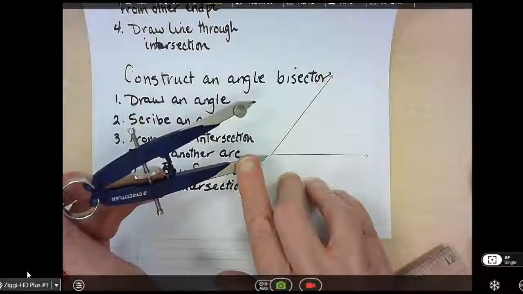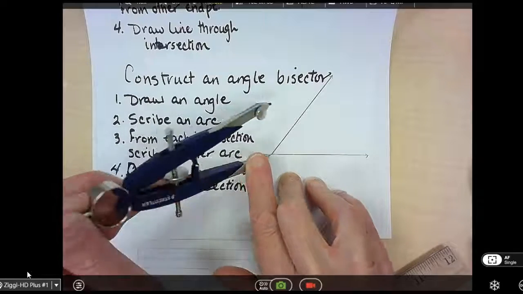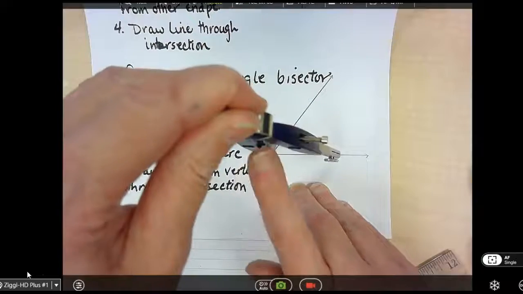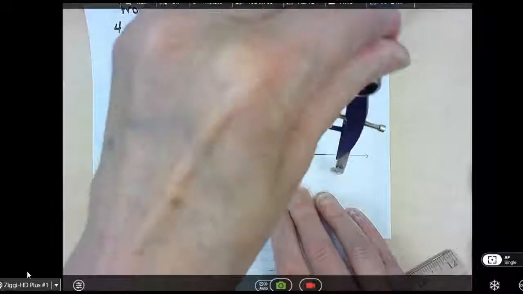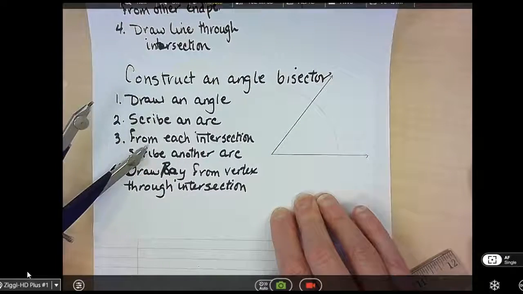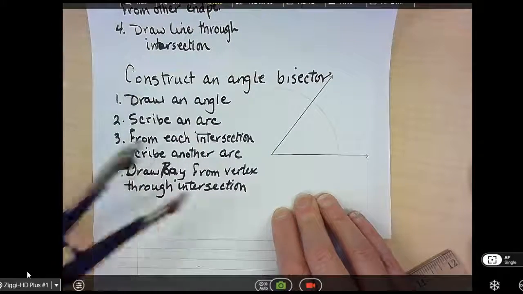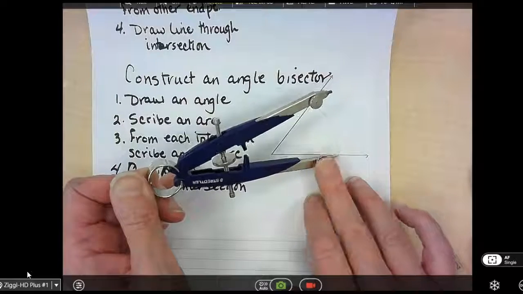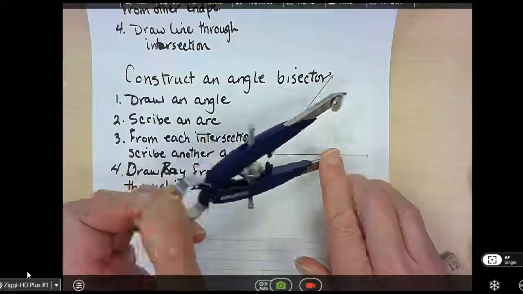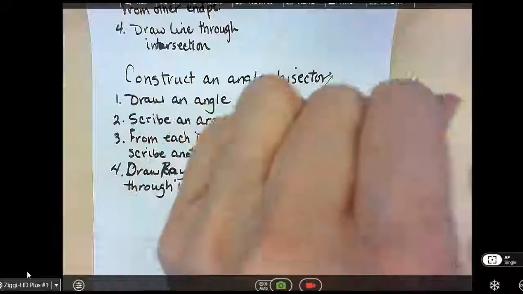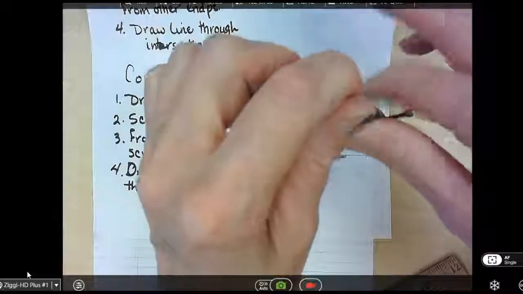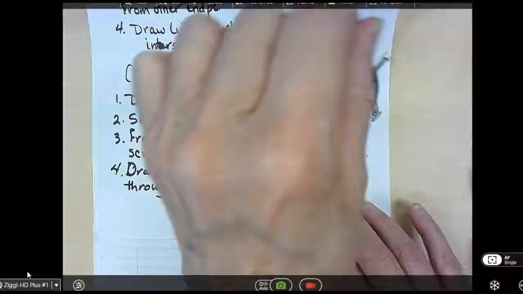So again, start at the vertex, scribe an arc. I'm just going to make it a little bit bigger here. So scribe your arc. From each intersection, scribe another arc. So you could keep that same length where the first arc intersected with your angle. Well, on mine, it's going to be too big, so I better go smaller. Now you scribe an arc.